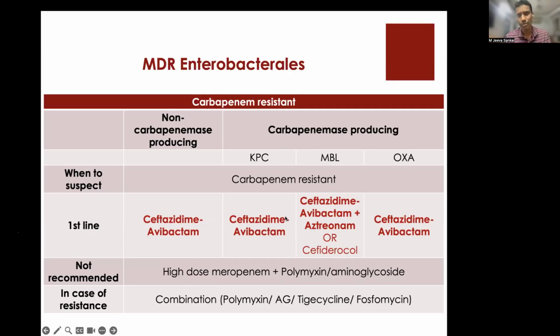Broadly, if you send what we call a multiplex PCR, which is usually on blood, you will usually have antimicrobial resistance genes as well. They will not detect only organisms, they will also detect the genes. So if it's KPC, then you have ceftazidime-avibactam, or OXA, then ceftazidime-avibactam. But if it's the MBL, that is metallo-beta-lactamase, of which the most common one is New Delhi metallo-beta-lactamase, then in that case you have to use a combination of ceftazidime-avibactam plus aztreonam. Cefiderocol, as far as I know, is not available in India. But these are the recommendations of IDSA. So this is what you use.